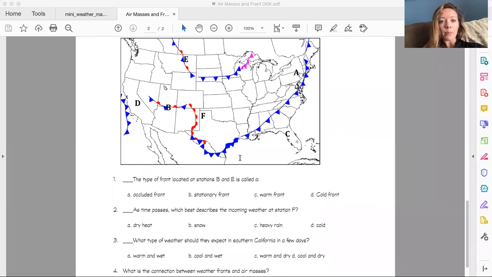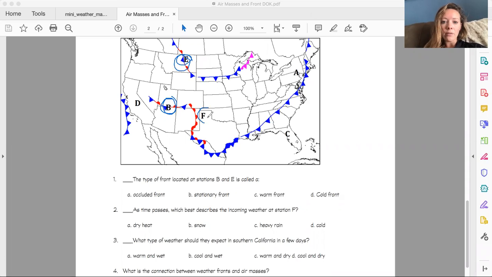Okay, down here at the bottom, we have a map. The fronts are already drawn on there for you. It says what type of front is located at station B and E. So you're looking at B and you're looking at E. So it is red and blue. Okay, so red and blue. Which one would that be? Occluded, stationary, warm, cold.